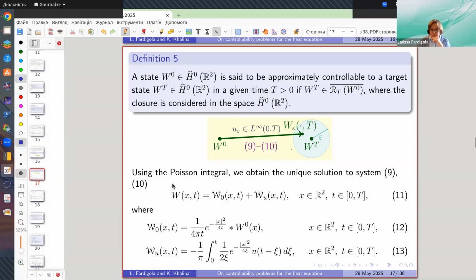Using the Poisson integral, we obtain the unique solution of system 910. It has the following form. And we can split this solution into two summands. The first of them depends on the initial condition, and the second one depends on the control.